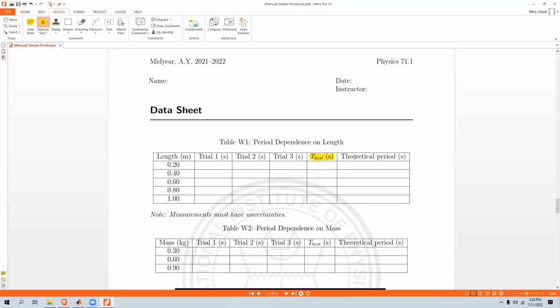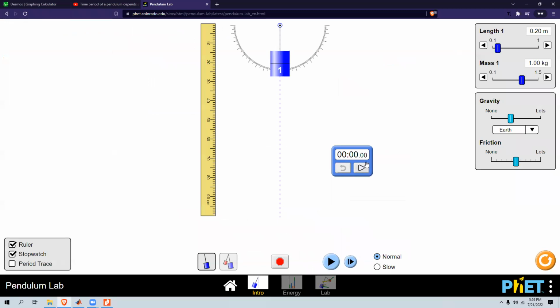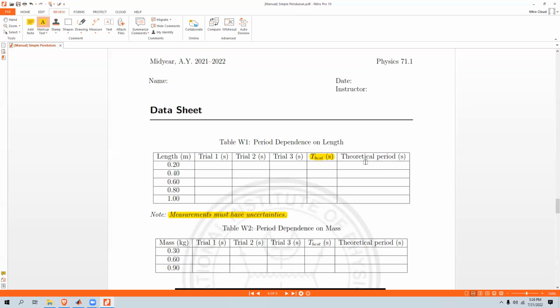So you also have your theoretical period from equation 5. So you can also calculate that. So note that your measurements must have uncertainties. So in this case, your uncertainty would come from your stopwatch. So going back to your stopwatch, what is the measurement that you can use to get the uncertainty? So you go all the way back to experiment 1 to get this uncertainty. What is the uncertainty of a digital device? So you'll have to recall that piece of information.